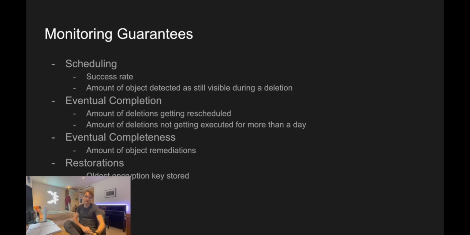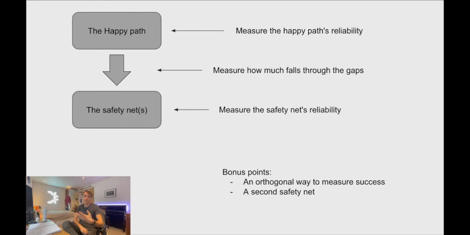And one of the concepts that's very important with the guarantees that we provide in the world of privacy is we always have a happy path, which is how the system should behave if everything goes well, right? And then we measure the happy path reliability. And then there are a lot of things that are going to fall through the gaps, right? And we measure the amount of things that fall through the gap. And then we have those safety nets in place, which are the redeletions, for instance. And then we measure the reliability of those safety nets themselves. So we have multiple stages of monitoring, which is how we ensure that we do respect our commitments towards user data privacy.